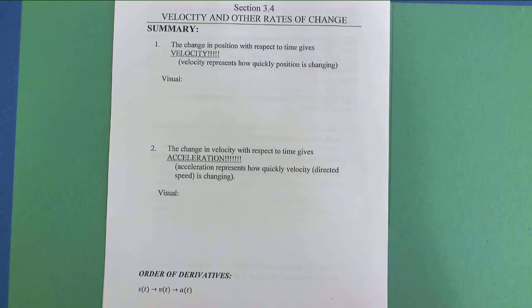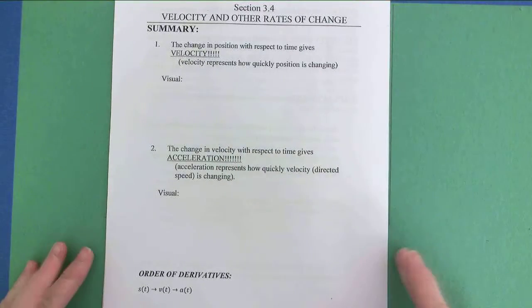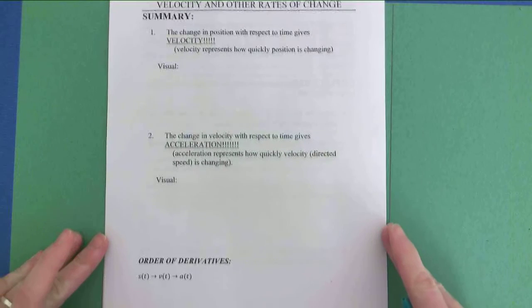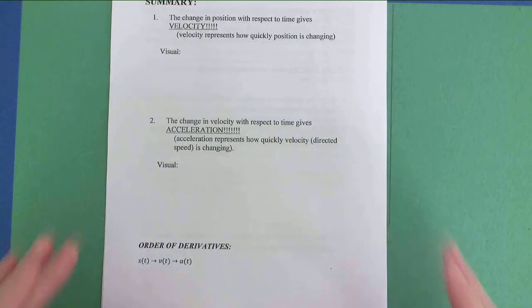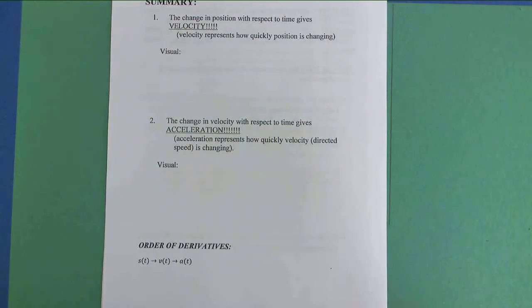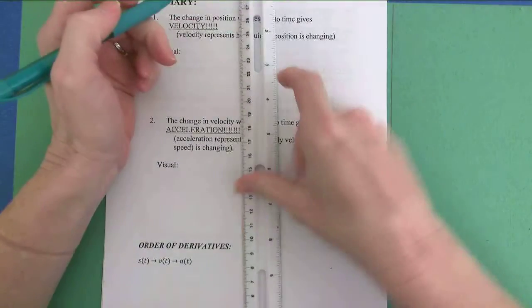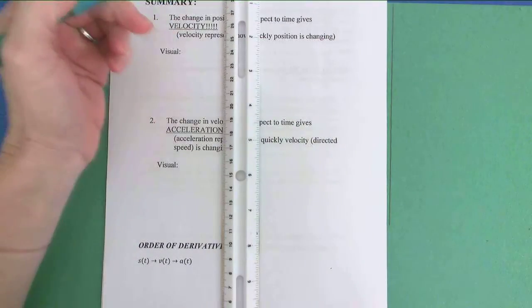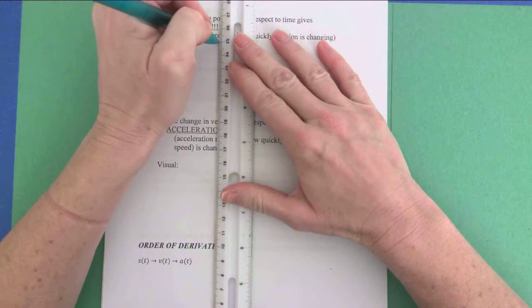Underneath summary here, I have a little sentence, and it says, the change in position with respect to time gives velocity. Velocity represents how quickly position is changing. So here's the visual. If you think back to the beginning of chapter 3 when we did our PQ graph, I'm going to kind of model that graph again.